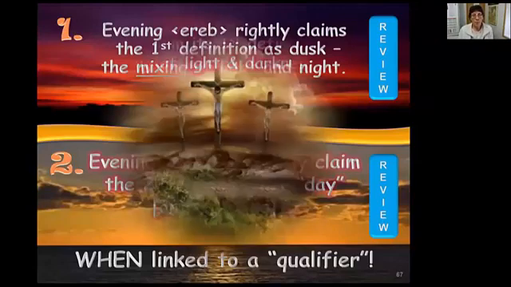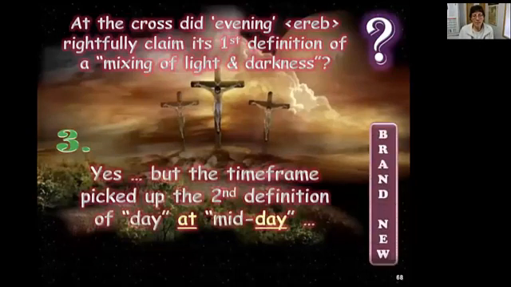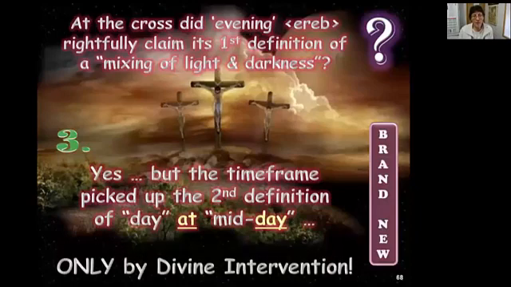Now, one more question. At the cross, did evening Aibv rightfully claim its first definition of a mixing of light and darkness? Yes, but the time frame picked up the second definition of day because it happened in the middle of a day. And that was only by divine intervention. So it had the mixing of dusk, not as the dusk after sunset, but as the Aibv. This is the verb action of the mixing, not the noun of the dusk after sunset. I hope we can make that clear.